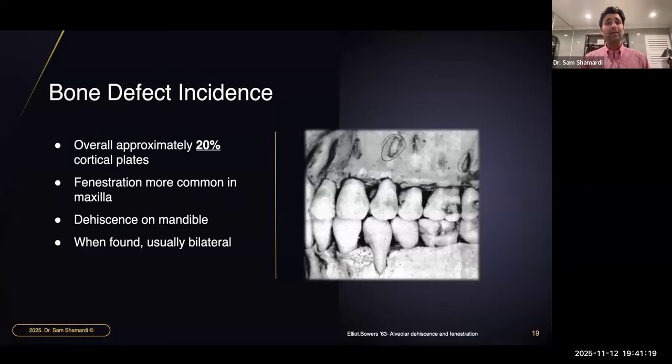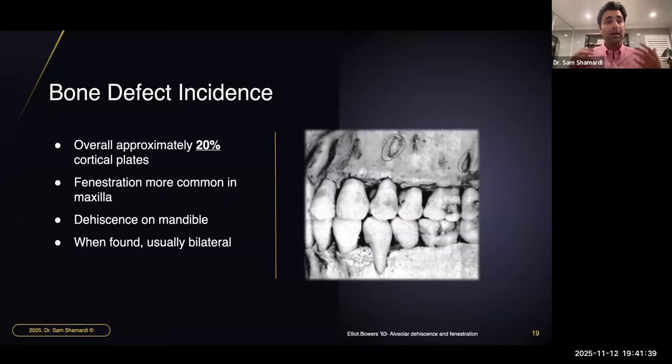And one of the major ways that we're going to be able to do that is going to be through 3D technology, which we're going to highlight in just a moment. But you also need to understand for your foundational aspect what a bony wall defect is. And there are two specific types that exist. One is known as a fenestration, and one is known as a dehiscence.